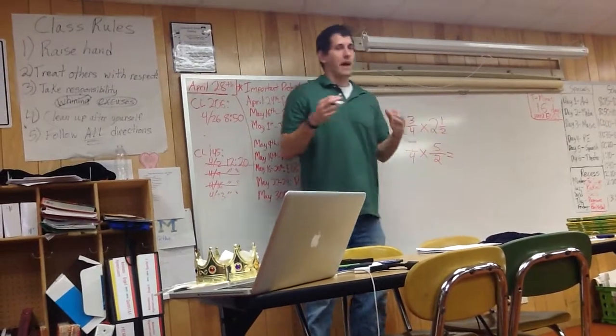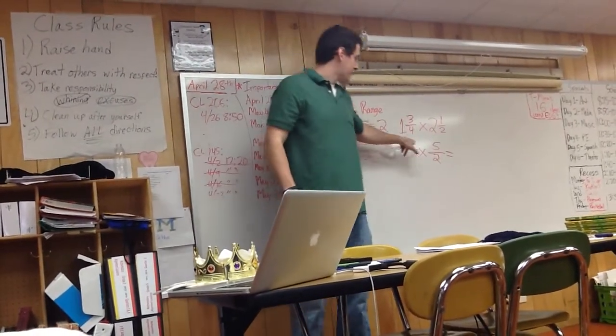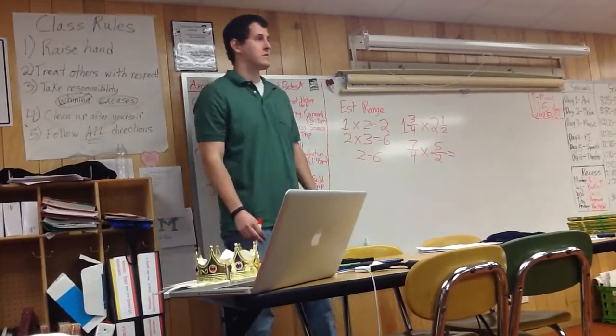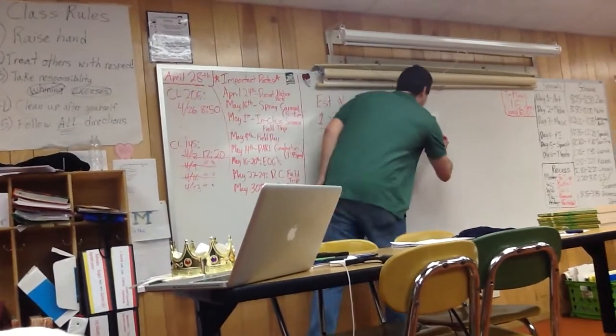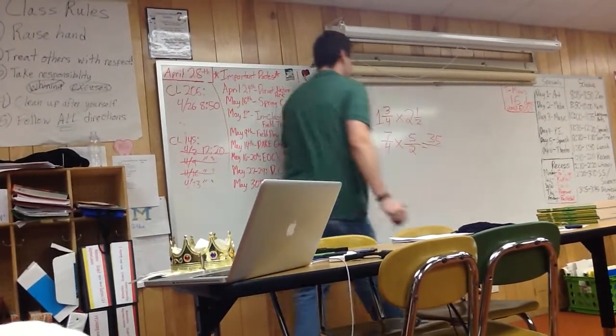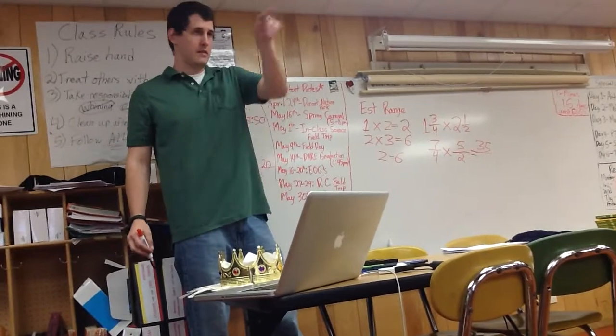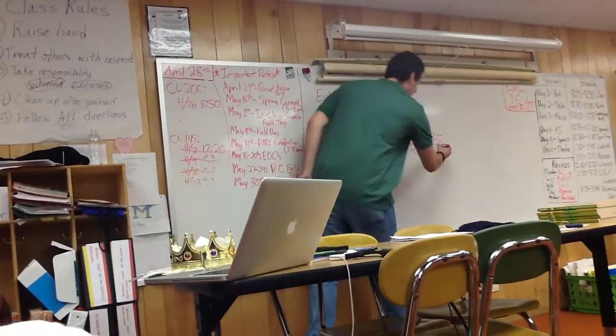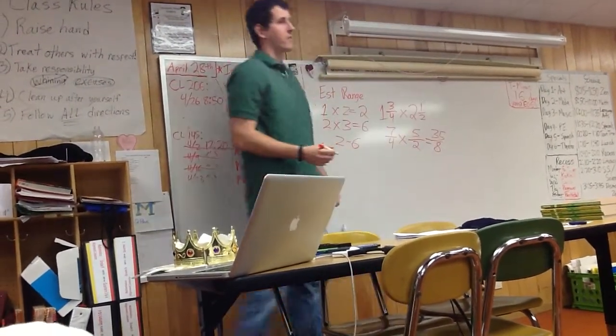Now we just multiply them like they're fractions. What is 7 times 5 for the numerator? Jaden? 35. 35. And what's 4 times 2? 8. 8. So we get an improper fraction 35 over 8.